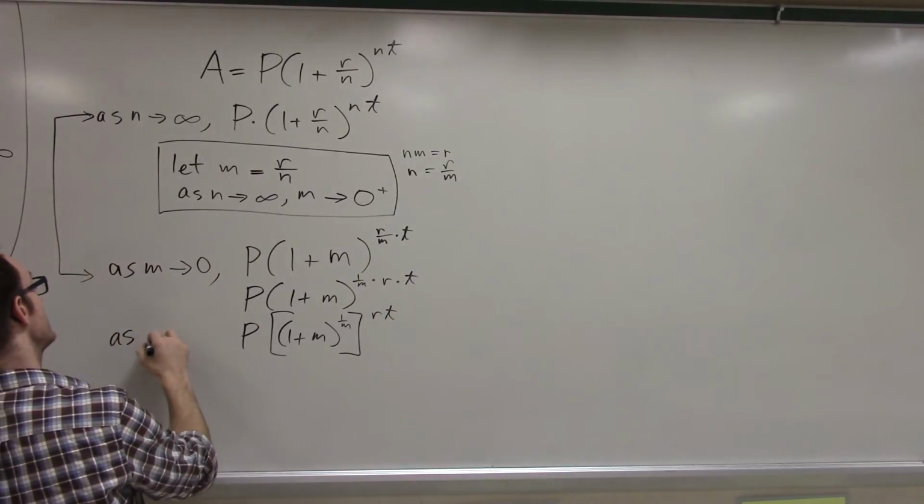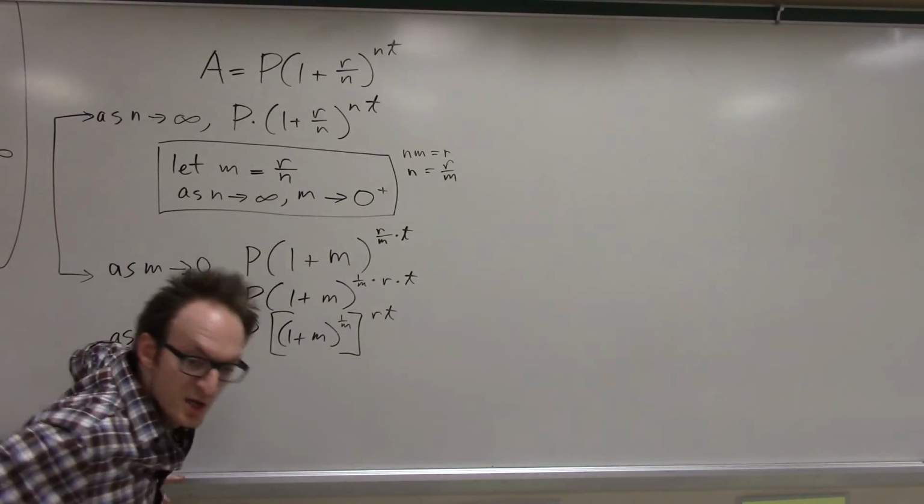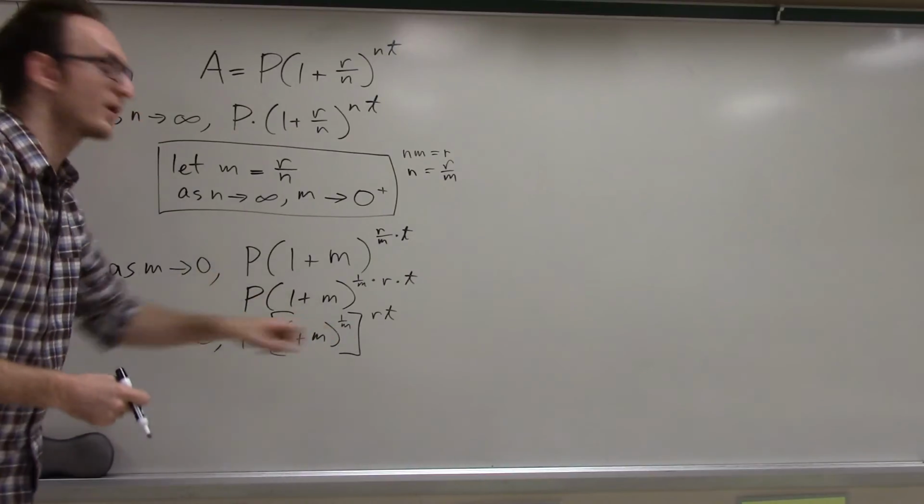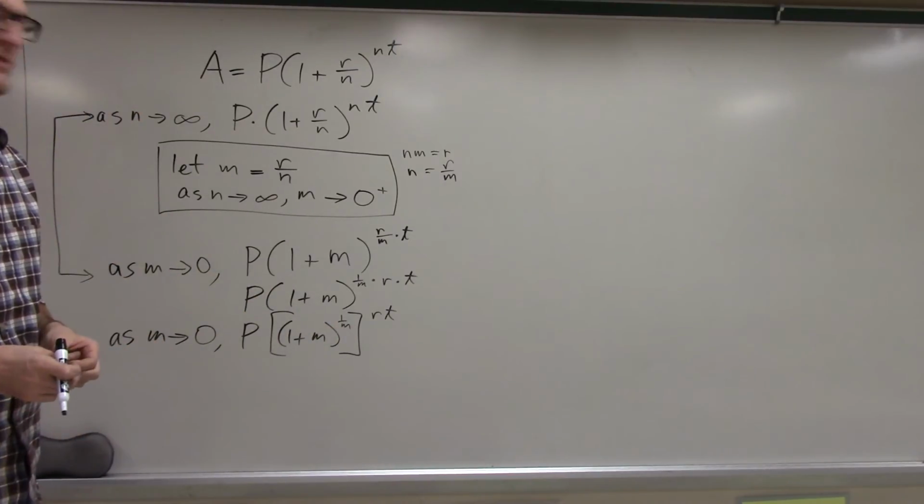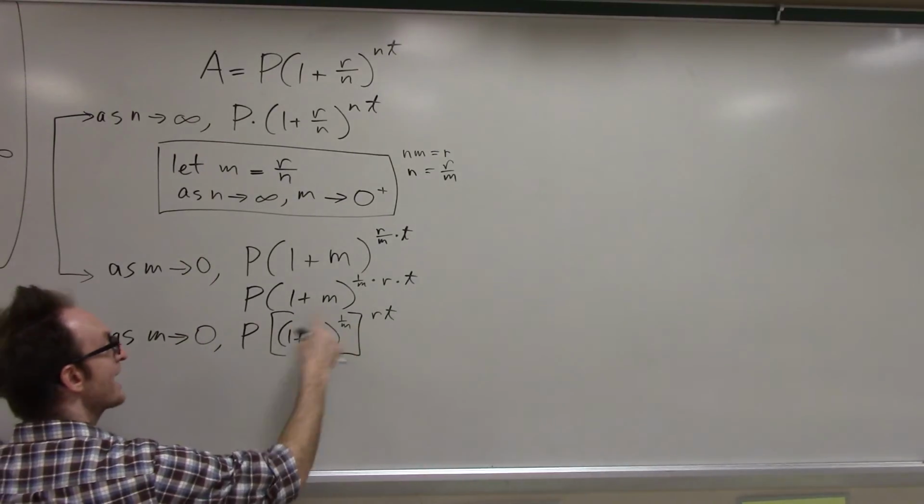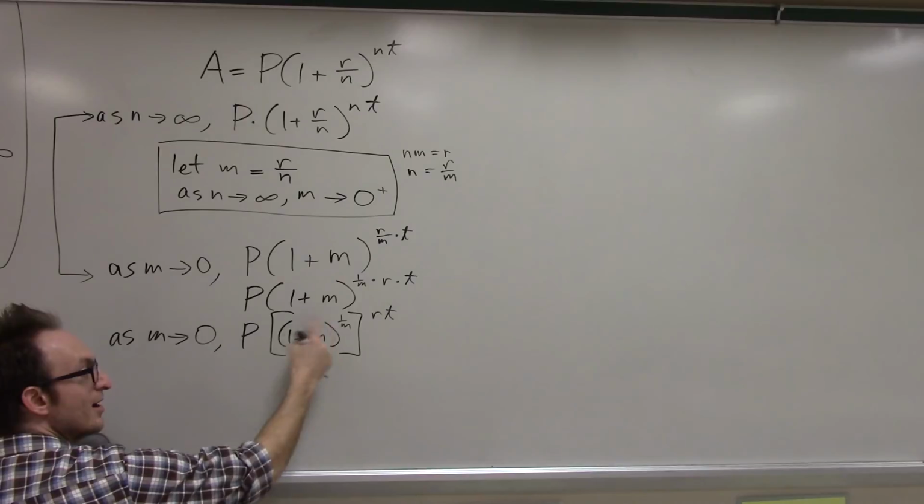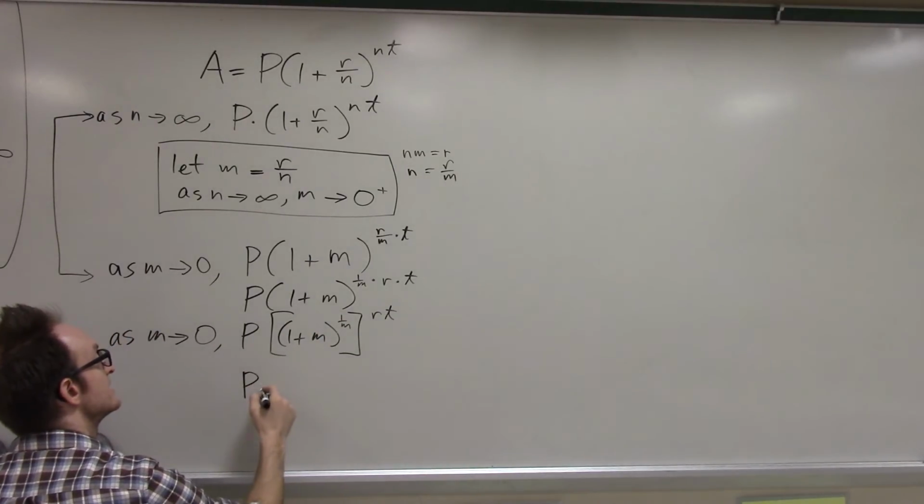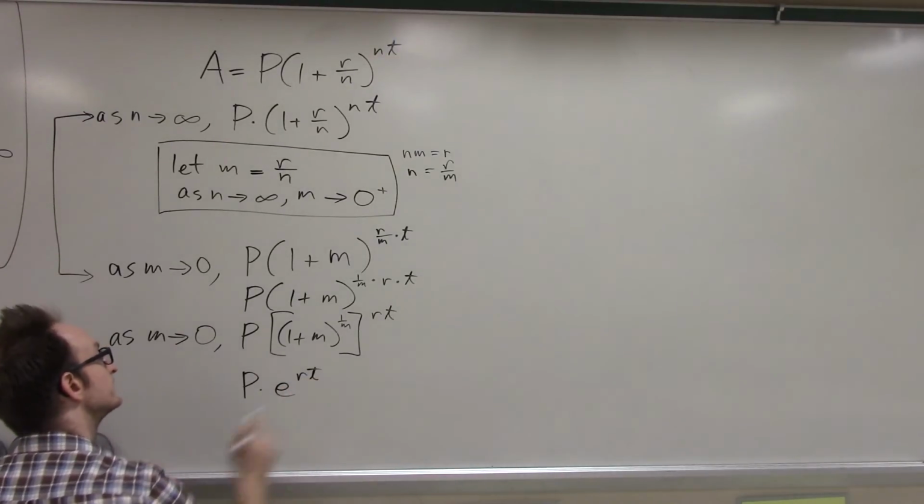And so what we see is that the answer to what happens to your amount of money if you leave it in the bank for a certain time at a certain interest rate is that as m goes to 0, this 1 plus m to the 1 over m is the alternative definition of e that we just made five minutes ago. So the entire thing inside the brackets, as m gets closer and closer to 0, gets closer and closer to e. And so what we have is P times e to the rt.